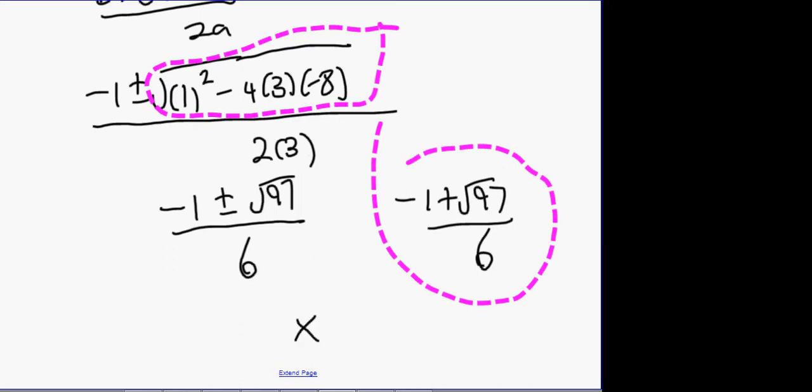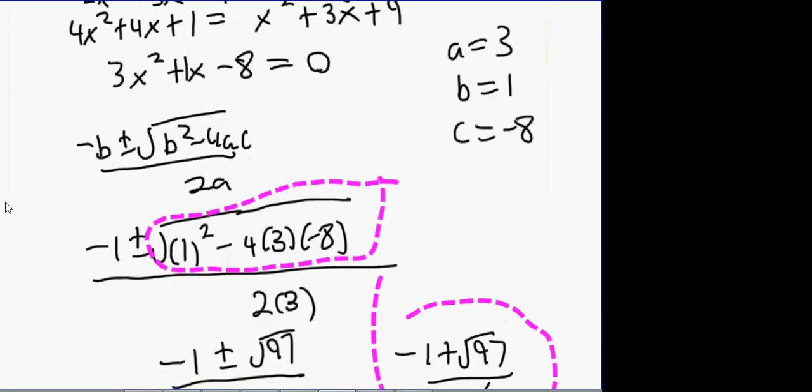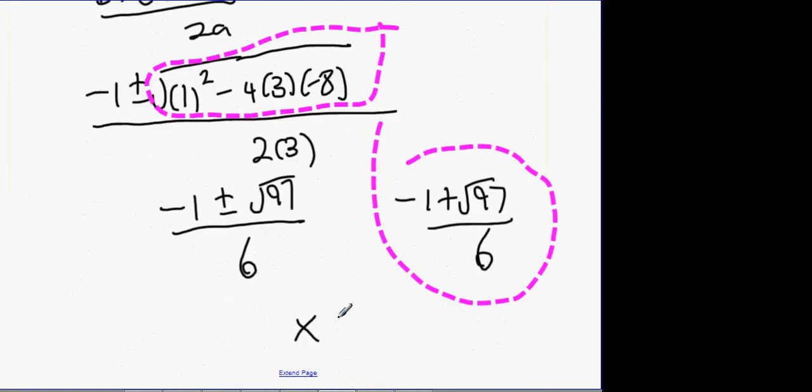To 2 decimal places, right? 1 decimal place. What is it? It's 1.5. Okay guys, 1.5. There's not 2 answers because x can't be negative, because length can't be negative. And then there's 1 answer there, okay?